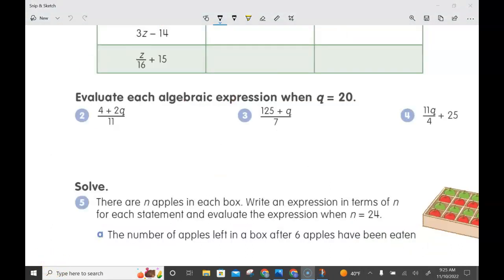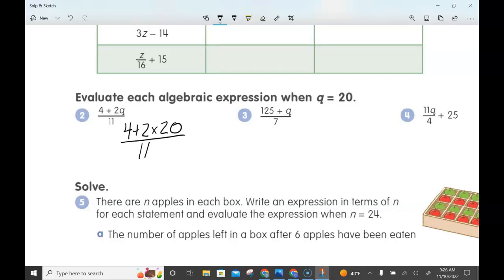So let's jump over to page 16. And we're going to take a look at number 2. It says evaluate each algebraic expression when q equals 20. So we have 4 plus 2 times q, divided by 11. So what we're going to do is plug in 20 for q. So it's going to look like this now: 4 plus 2 times 20. We're going to divide that by 11.